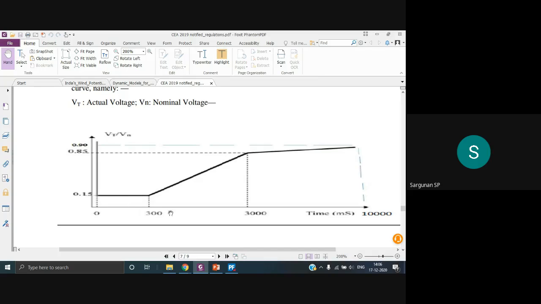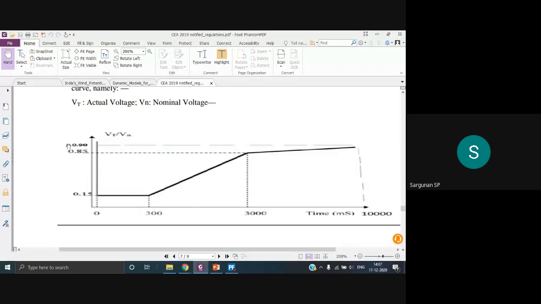So basically why this 300 milliseconds? Because that is the critical clearing time. Within this time, the fault should be cleared. Normally the fault will be cleared. This is where we find out the critical clearing time with the help of transient stability studies, and the protection devices will be used to clear the fault within this 300 milliseconds. Normally the maximum critical clearing time at the high voltage or EHV level will be around 300 milliseconds. So that is the reason why, even if the voltage drops to around 0.15 per unit, you need to remain connected for about 300 milliseconds.